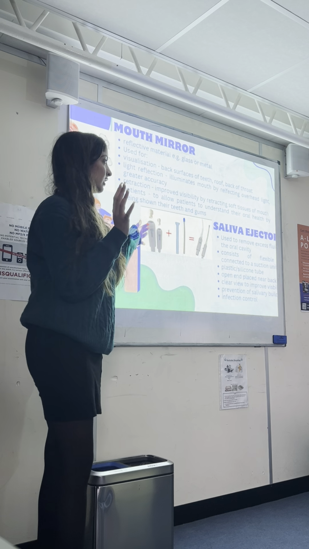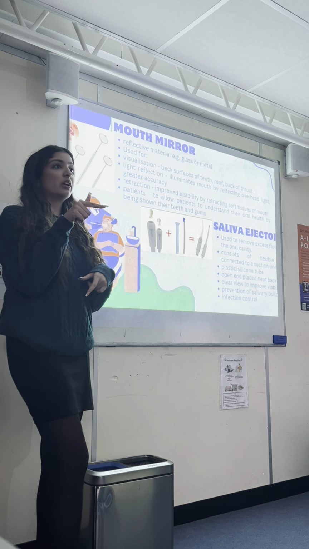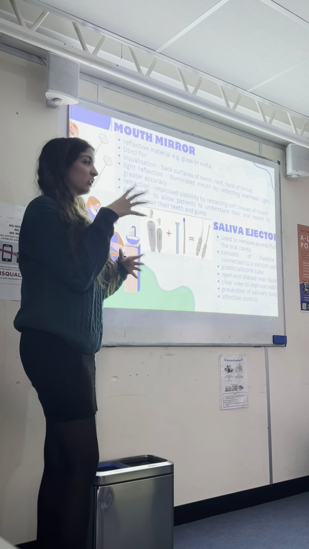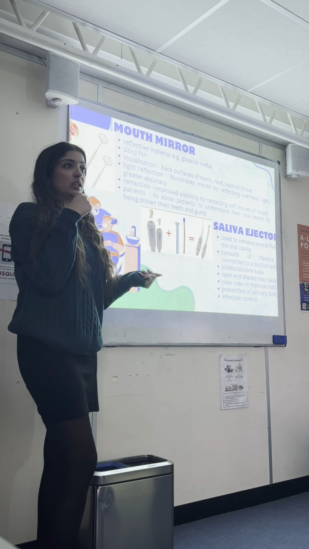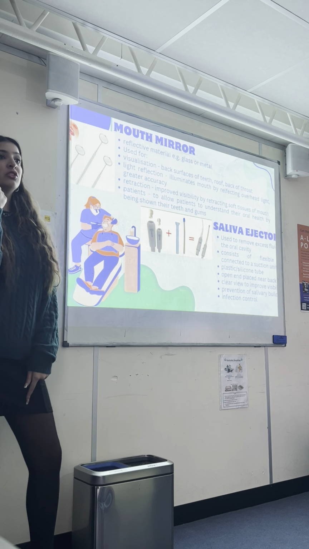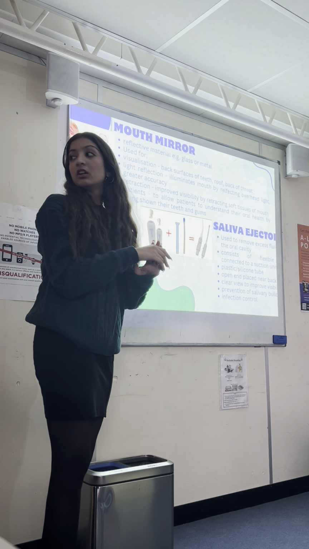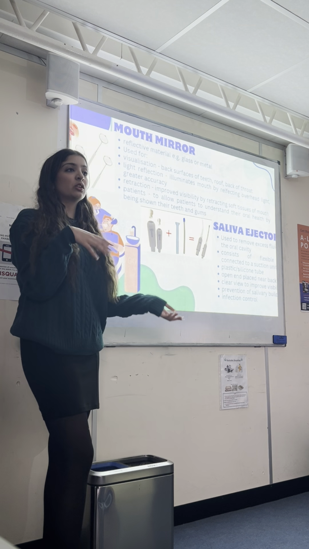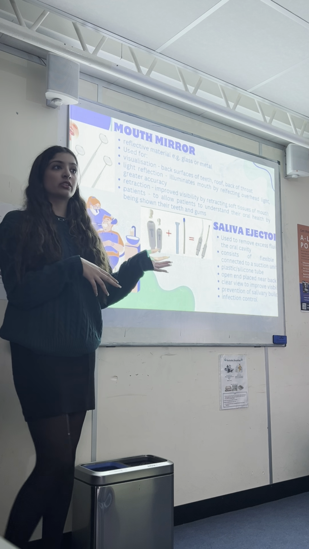And another thing is a saliva ejector. It's used to remove excess fluids such as saliva, blood, and water. It consists of a flexible tube and then a suction or vacuum system. The tube can be made of plastic or silicone, and it's placed at the back of your molars, which are right at the back, or on the sides of your tongue. And it's used to provide a clear view for the dentist, as well as to prevent saliva buildup, because that can cause discomfort to the patient, and lastly to control any infection.